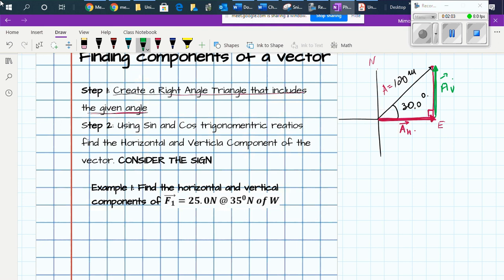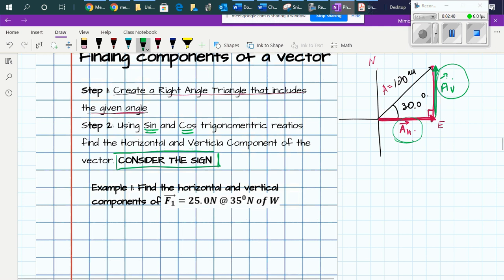And this is known as the vertical component. Now, when we did the review of trigonometry, we dealt with a right angle triangle, and in this case we will be able to find the horizontal component and the vertical component of this vector using sine and cosine trig ratios. However, we have to keep in mind that the sign is important. What do I mean by this?